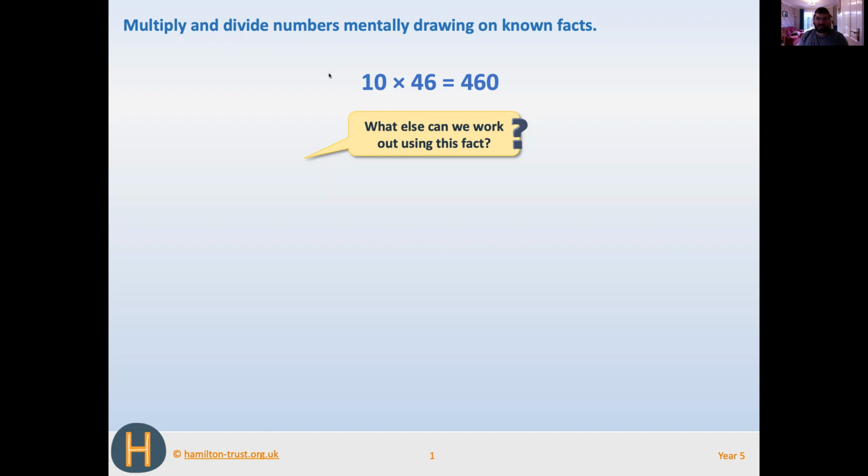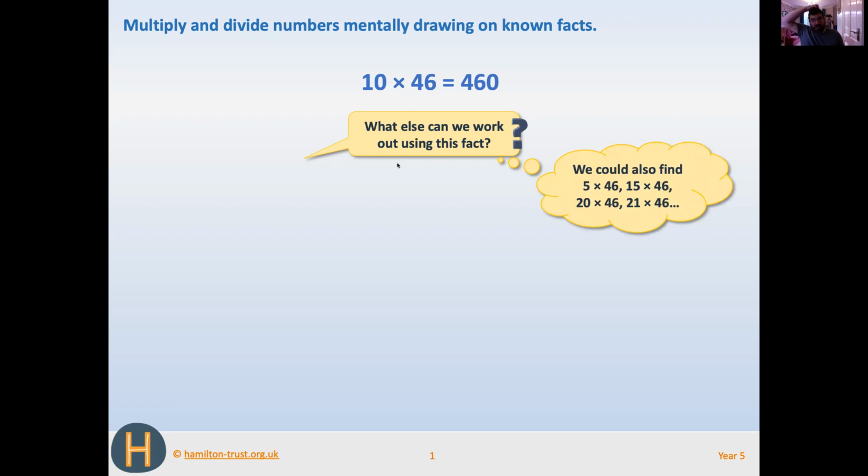So you can see here's a sum that you know the answer to. Hopefully all of you know the answer to this sum. 10 times 46. You all know it's actually written there. It's 460. So the question is, I think, what can we use this fact to find out? So there's lots of different things we could know. Maybe some of these things you could work out quickly.